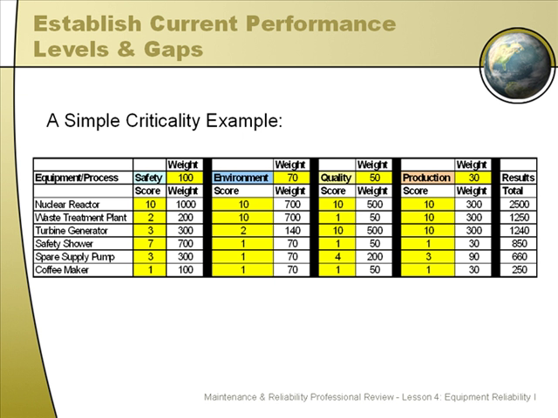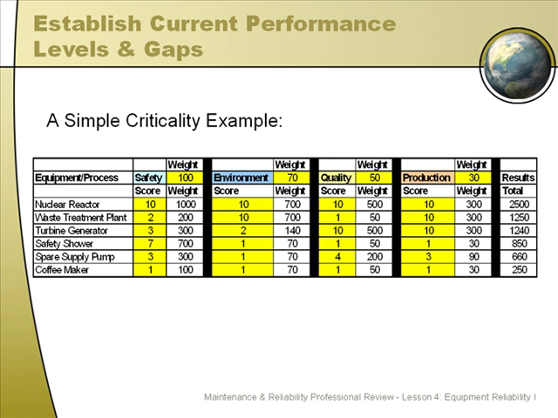A nuclear reactor, if it were to fail, could have a very major impact on safety, so I scored that a 10. I did the same thing under the environment, because if the nuclear reactor was to melt down, we would have an environmental catastrophe. Normally, a nuclear reactor would be producing electrical energy, ultimately, so quality and production would also be affected if it were to fail. So I scored it 10 across the board.